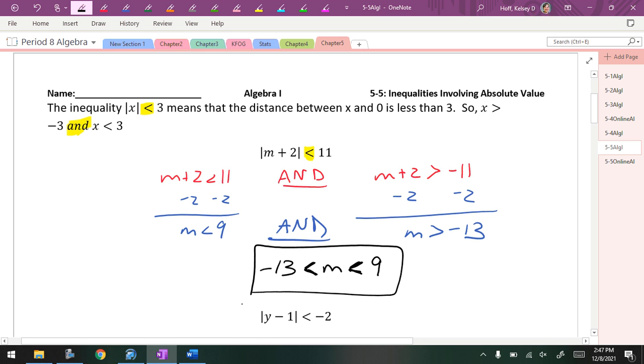Gotta graph it. You'll be okay. All right. Compared to 9, open or closed? Open. Left or right? Don't go off of that. m is less than 9, so you got to shade to the left.